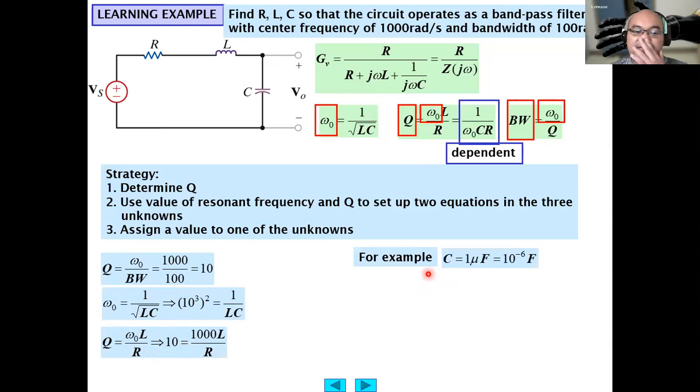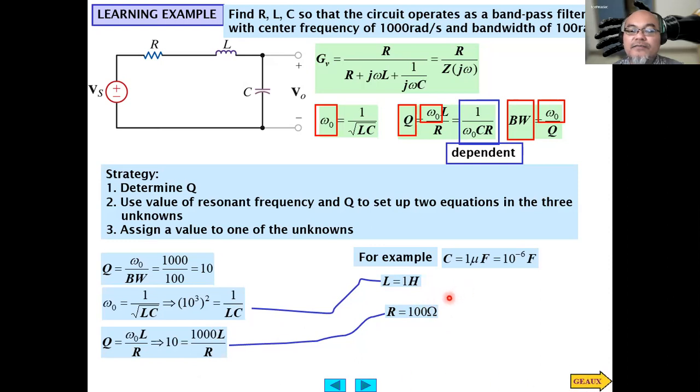Now let's take the example that C, for example, is 1 microfarad. Then we can calculate L. L will be equal to 1 Henry. From this 1 Henry, R will be equal to 100 ohm.